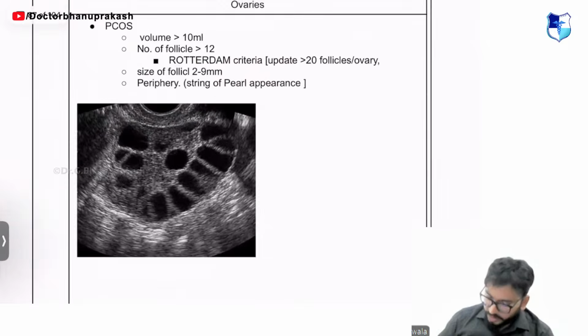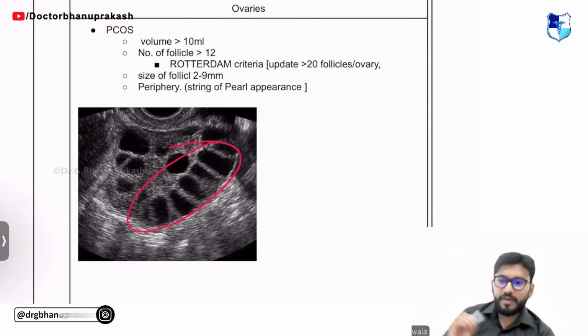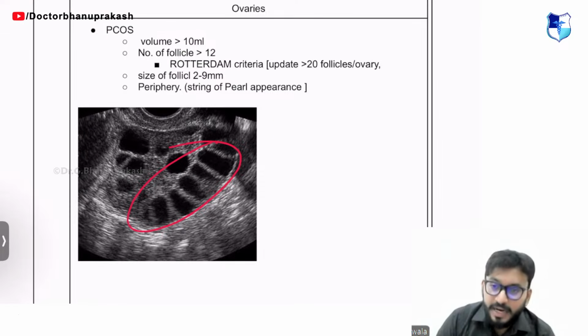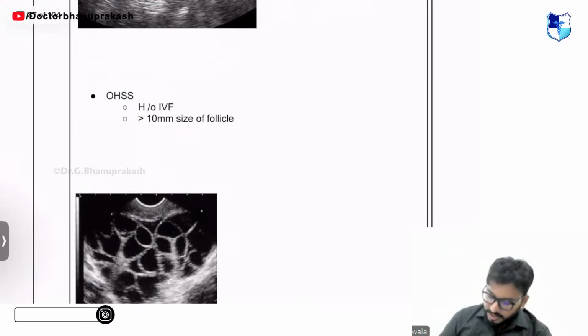Okay, PCOS, again, guys. Peripherally arranged follicles. There is no single dominant follicle. The updated criteria, remember, more than 20 follicles have to be there. String of pearl appearance is called string of pearl.